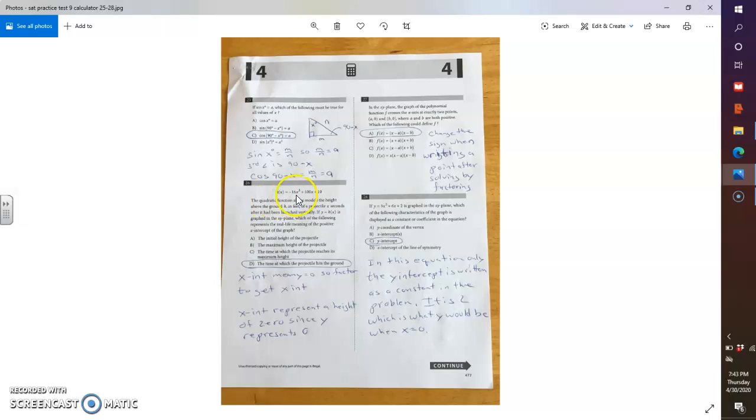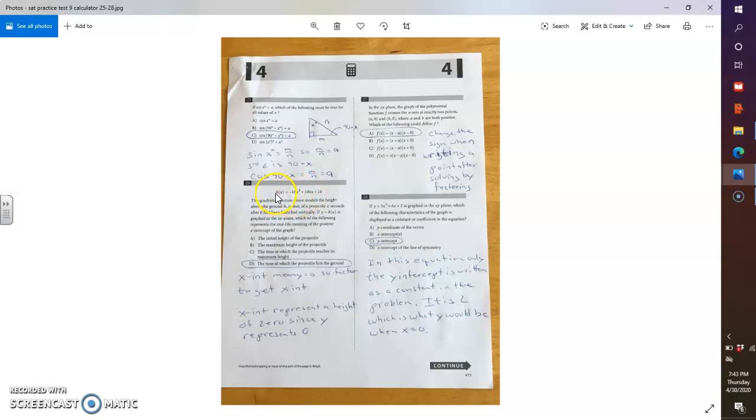In this next one, the quadratic function above models the height above the ground in feet of a projectile x seconds after it's been launched. If y equals h of x, what h of x equals, is graphed on the xy plane, which of the following presents the real-life meaning of the positive x-intercept of the graph? So x-intercept is essentially when y equals 0. In the previous problem, we were trying to find the y-intercept, and that's where x equals 0. So in this case, we're looking for when y equals 0.